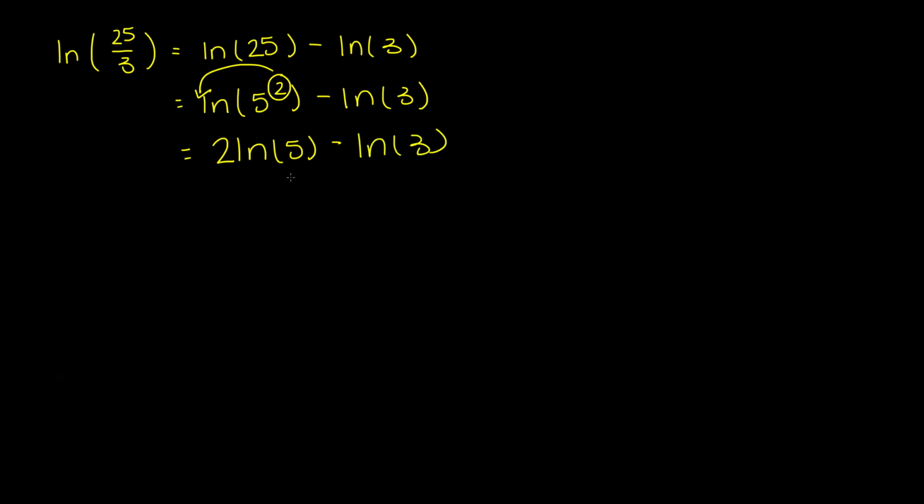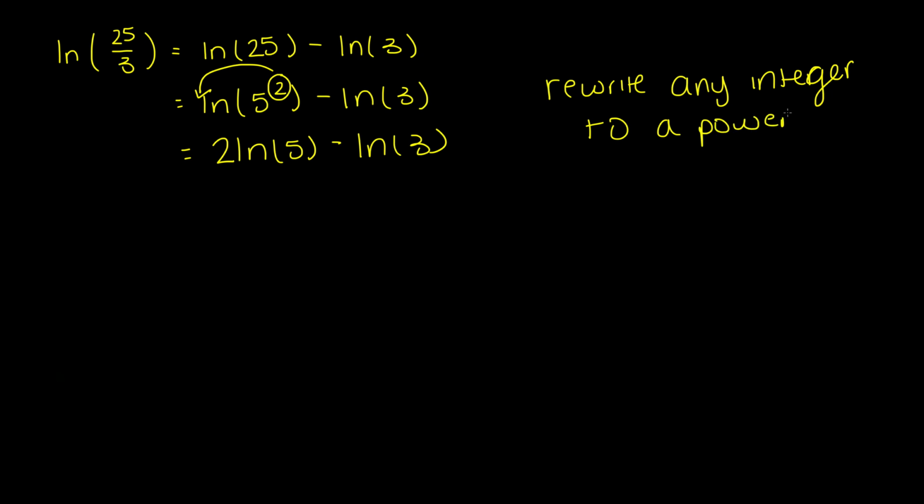So in this case, we want to rewrite to powers. You want to rewrite any integer to a power if possible. So that's going to be your 25s, your 16s, your 9s, your 4s, your 8s, which is 2 cubed, 27s, which are 3 cubed, 64s, which are 4 cubed. Those types of numbers you're going to want to rewrite into a power.